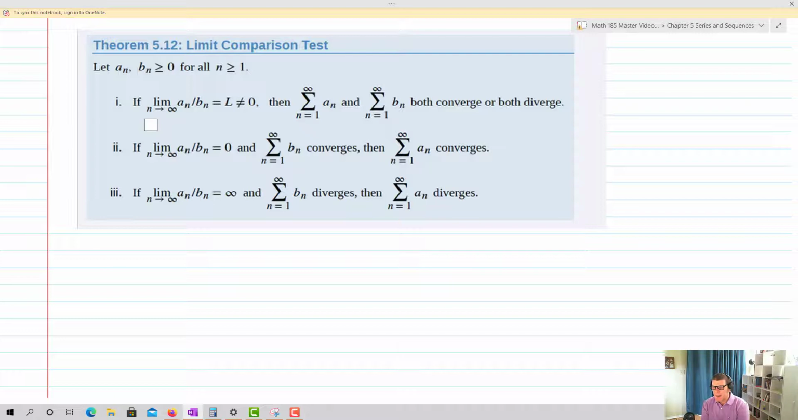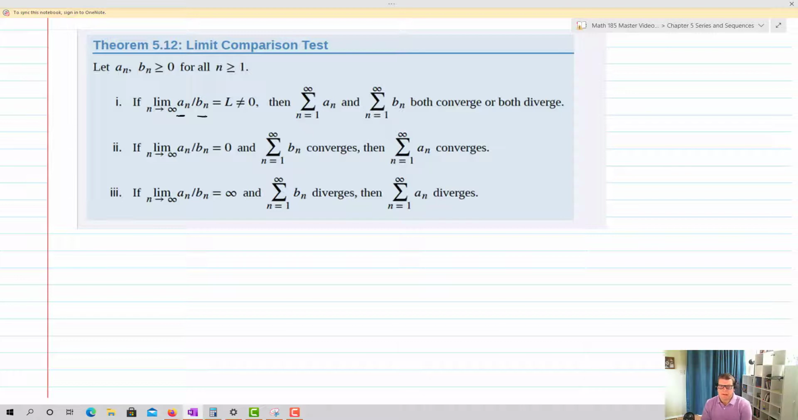So on the one hand, we have number 1, which is that the limit as n goes to infinity of a sub n over b sub n equals some value not equal to 0 and not equal to infinity. In this case, that's basically telling me that a sub n and b sub n are both growing essentially at the same rate. So consequently, if they're growing at the same rate, then both will either diverge or both will converge.